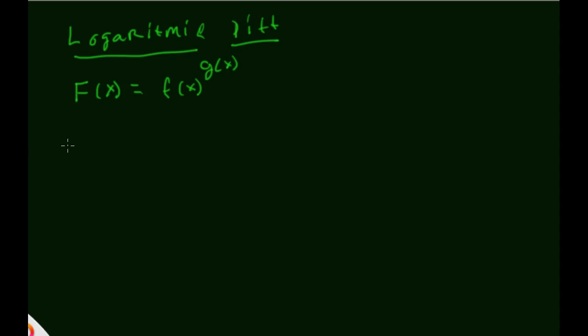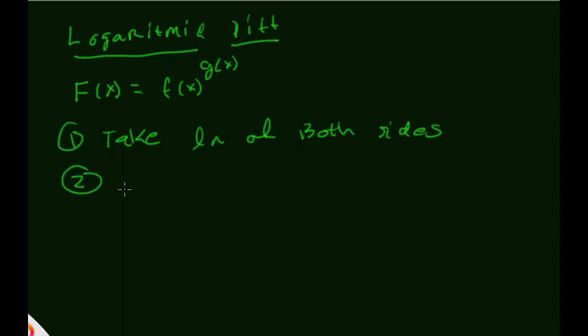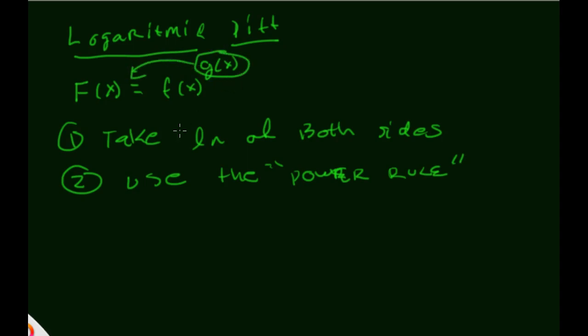Alright, so the best way to look at this is there's a set of rules here. One is you tend to take the natural log of both sides of an equation, and then you ultimately use the power rule for logarithms. So what that does is it gives you the ability to take that exponent, that g of x exponent, and move it in front of the logarithm as a coefficient. And we'll see that in a minute in our example.